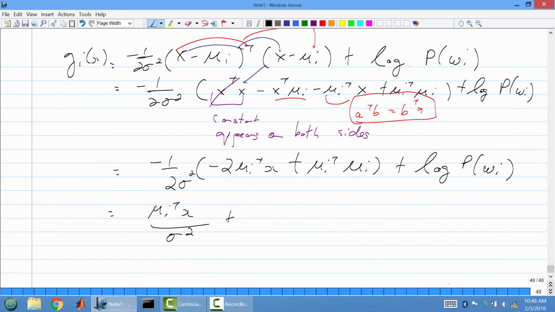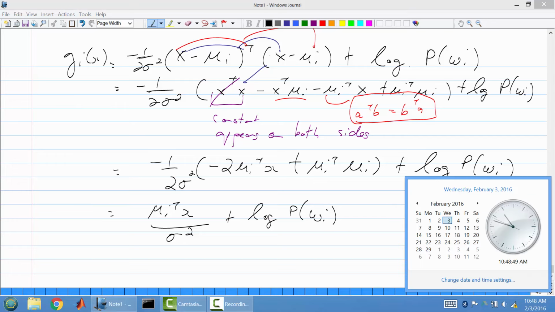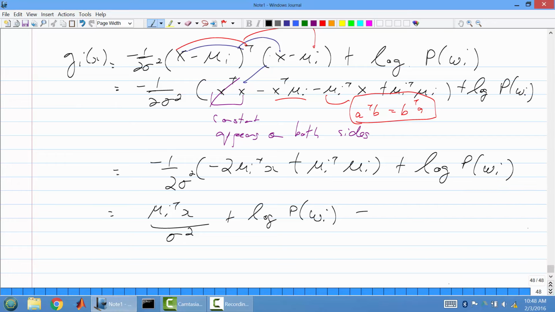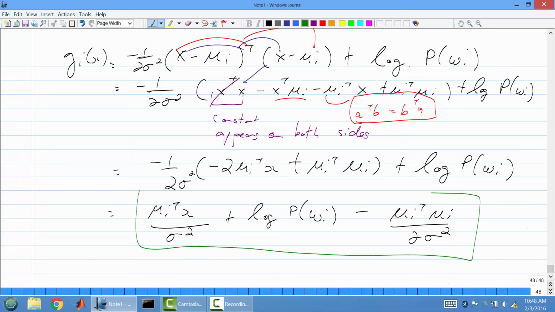So let's see here, we have log. And then minus. Yeah, I'll skip the minimum risk stuff. It's not important, at least I don't think so. Okay. So that would be the decision boundary.